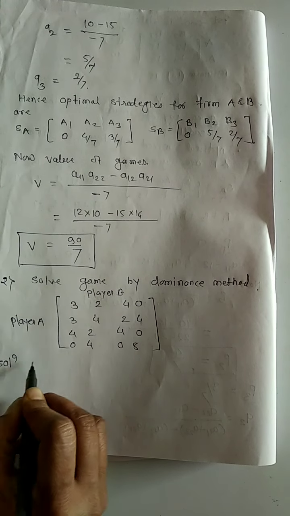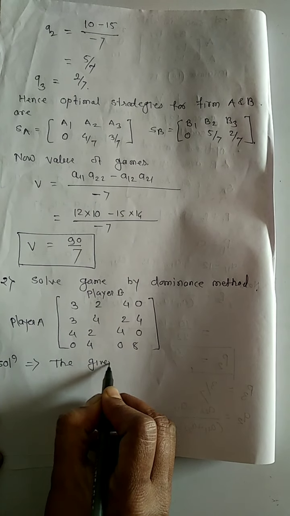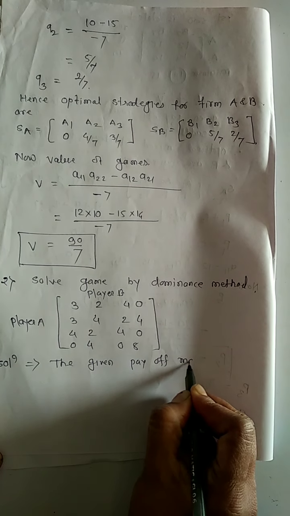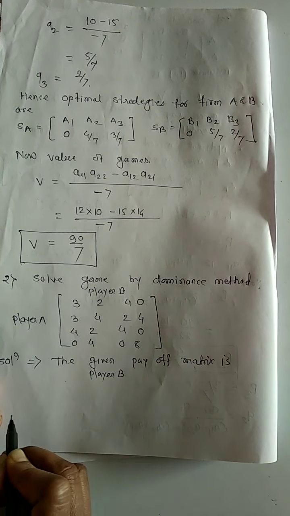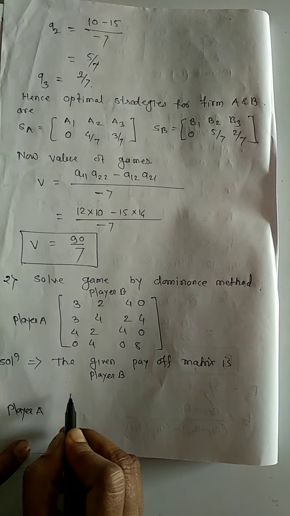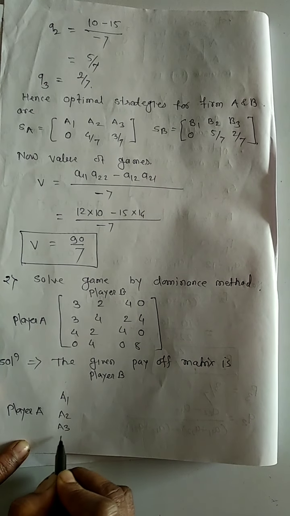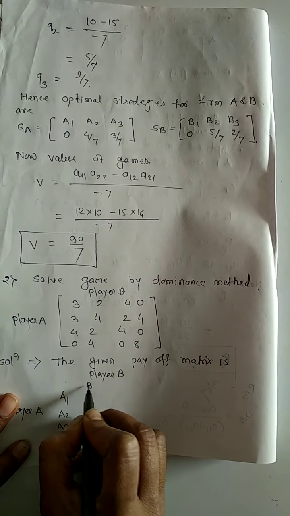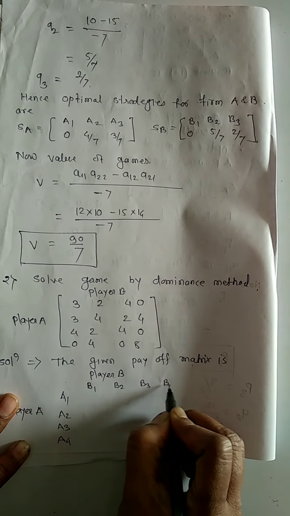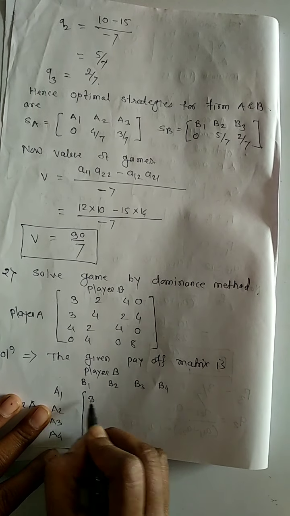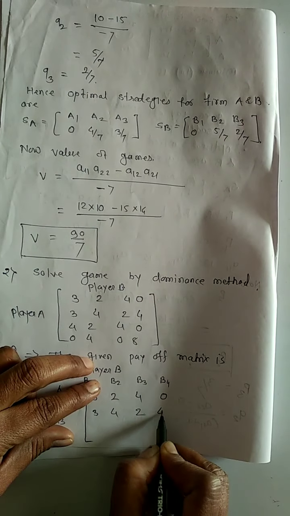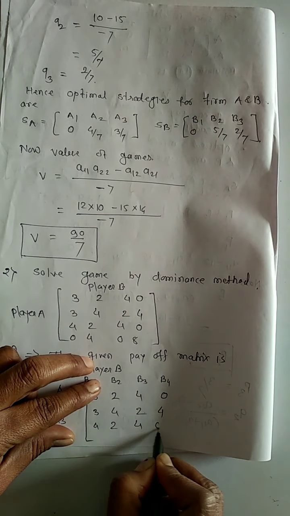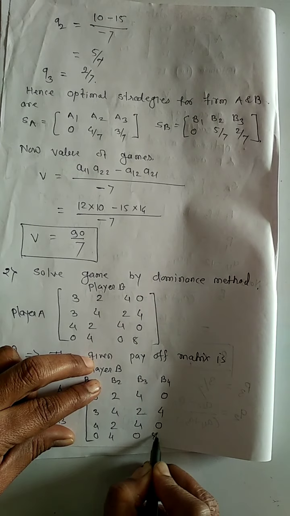Then find the solution. First write the given payoff matrix. The given payoff matrix is player B, player A. 4 rows are present, therefore A1, A2, A3, A4, and 4 columns are present, therefore B1, B2, B3, B4, and that is 3 2 4 0, 3 4 2 4, 4 2 4 0, 0 4 0 8. That is the given payoff matrix.